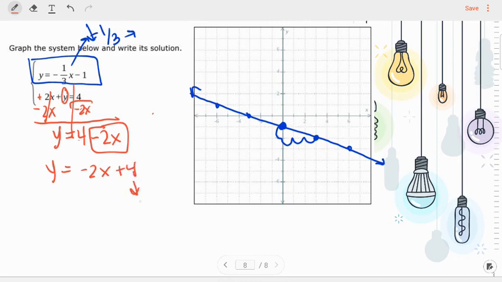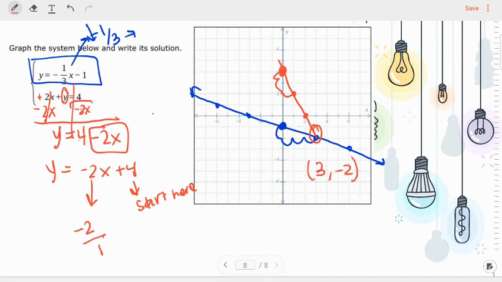Now I graph. Start here at 4, so starting at 4, and -2 is a -2. Remember to make it a fraction over 1, so down 2 and over 1. Down 2 over 1, I extend my line, and I see that they cross right here, and the ordered pair is (3, -2).